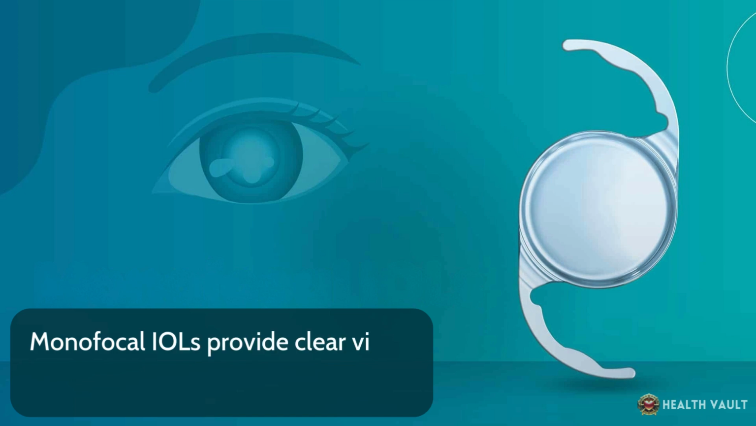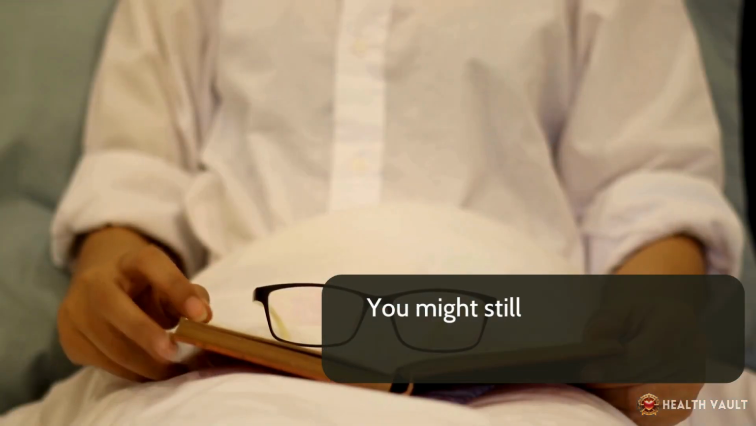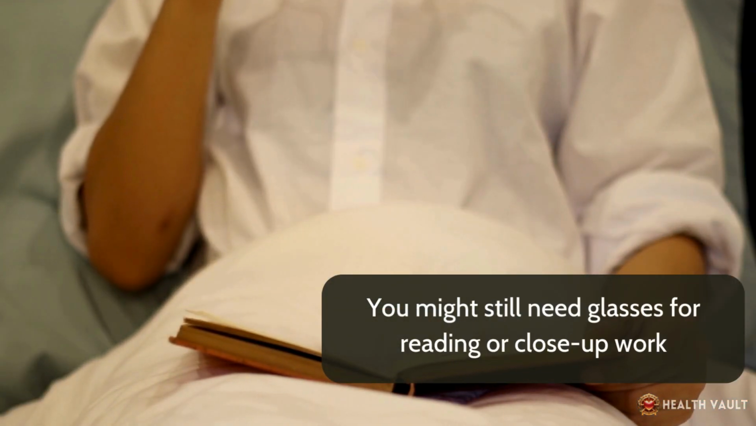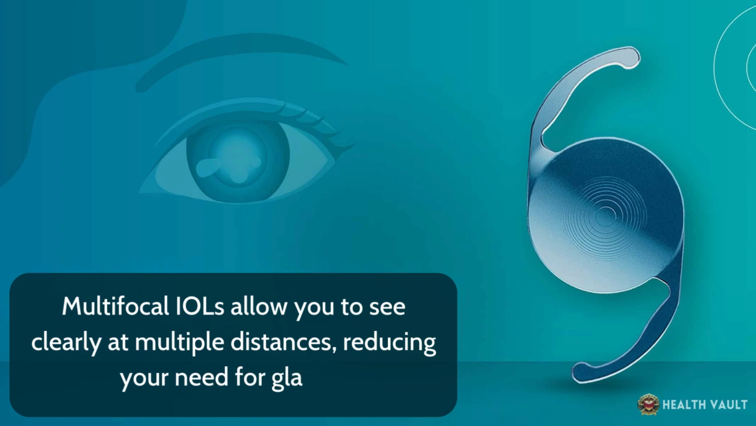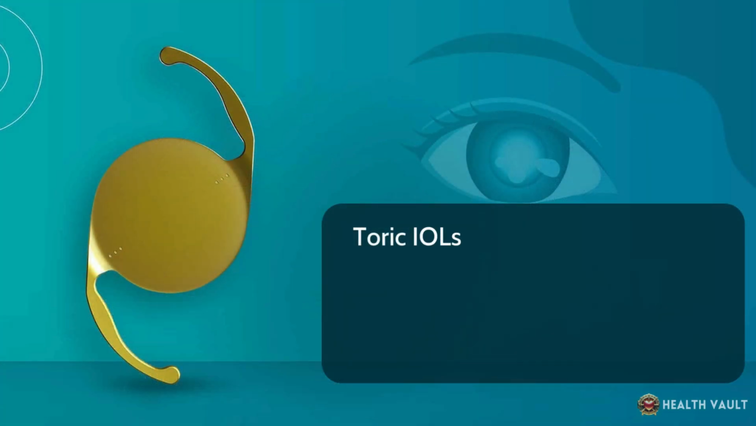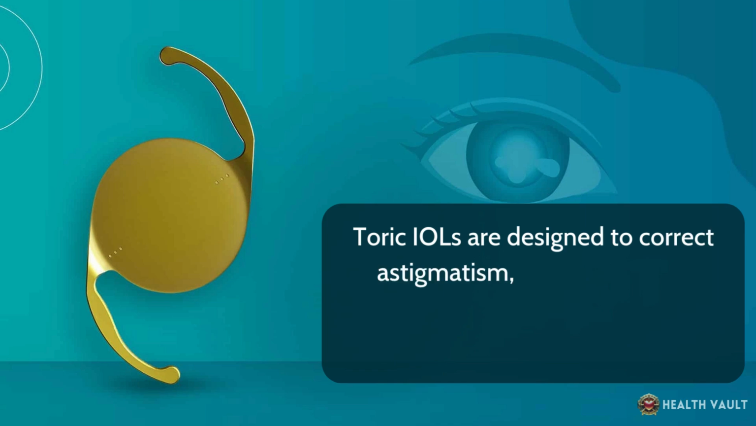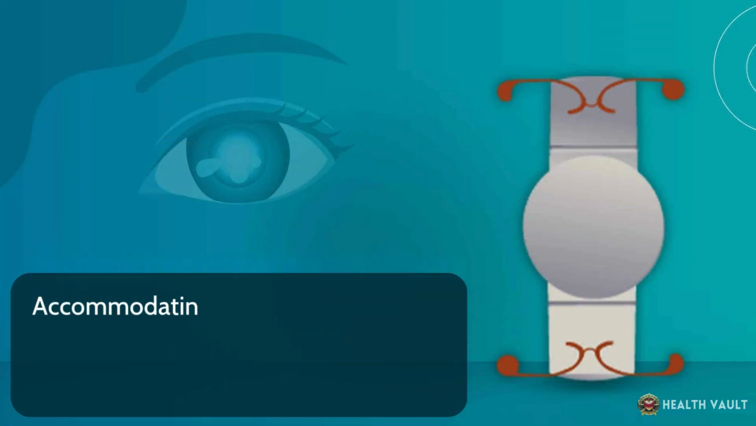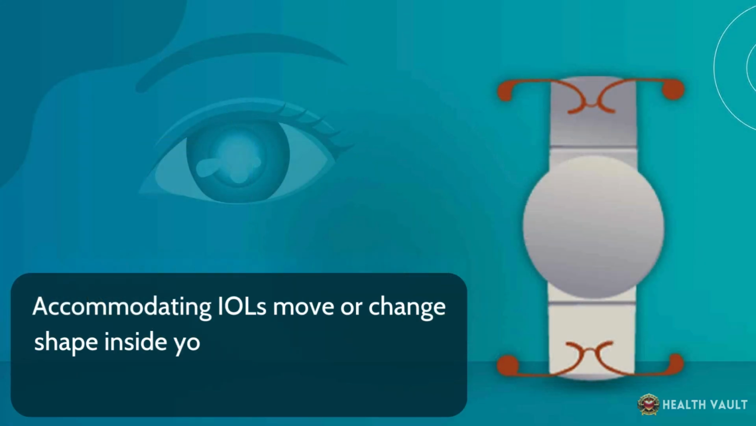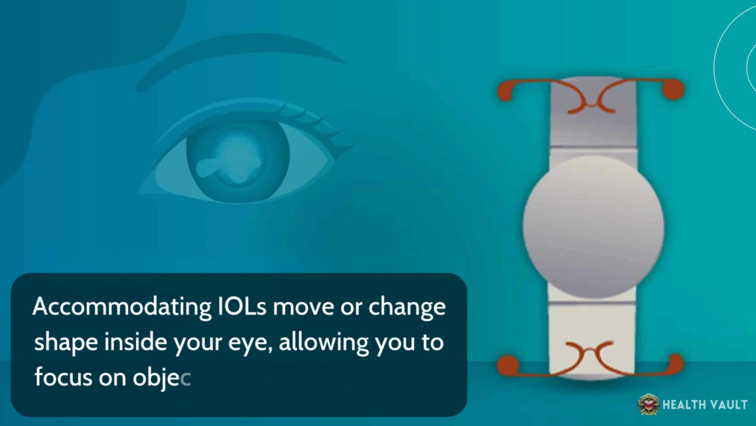Monofocal intraocular lenses provide clear vision at one distance, usually far away. You might still need glasses for reading or close-up work. Multifocal intraocular lenses allow you to see clearly at multiple distances, reducing your need for glasses. Toric intraocular lenses are designed to correct astigmatism, a condition that causes blurry vision due to an irregularly shaped cornea. Accommodating intraocular lenses move or change shape inside your eye, allowing you to focus on objects at different distances.